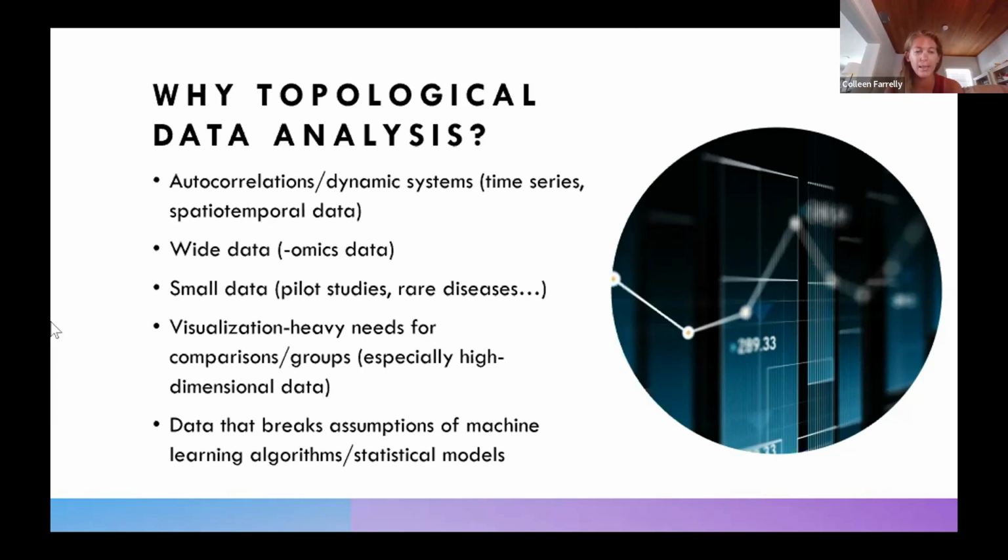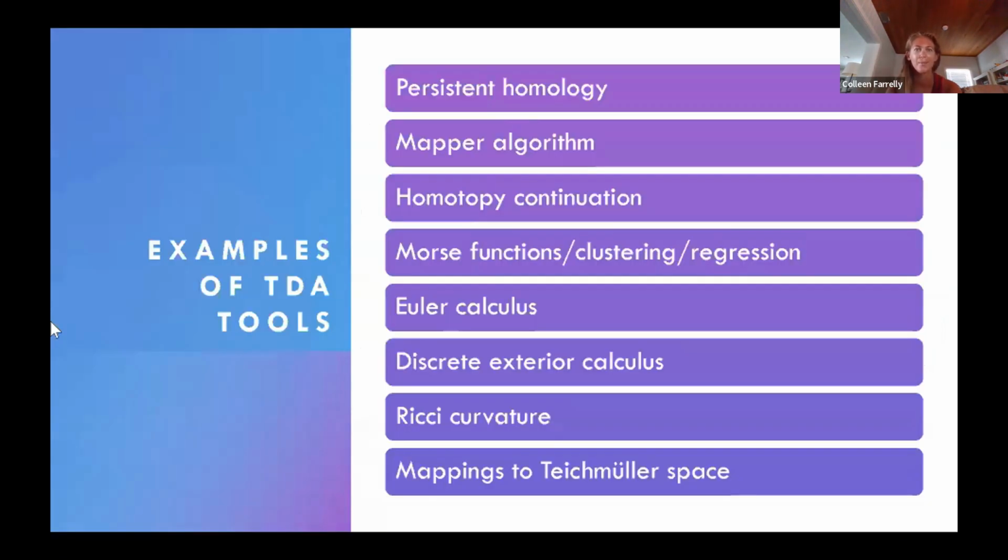There's also a need for visualization. When there's high dimensional data, it's very difficult to see what actually exists there or be able to break that down into something that stakeholders could understand. There's also just weird things that can happen with data that break the assumptions of machine learning algorithms or statistical models. So we have a need for these new tools to handle the weirdness that exists in real data.